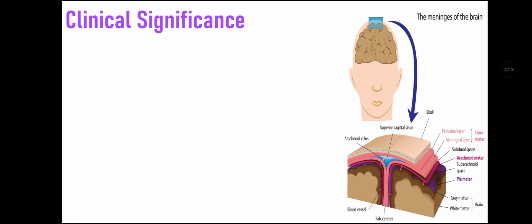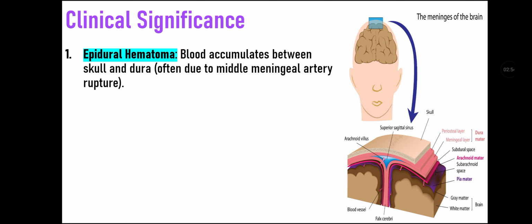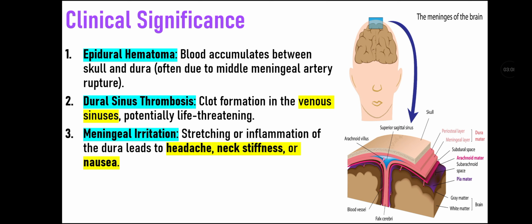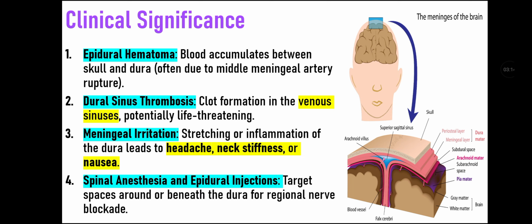Next, let's talk about clinical significance of this dura mater. First is epidural hematoma. That is when blood accumulates between skull and dura, often due to middle meningeal artery rupture. Second is dural sinus thrombosis. There is clot formation in the venous sinuses, potentially life-threatening. Third is meningeal irritation. Stretching or inflammation of dura leads to headache, neck stiffness, or nausea.